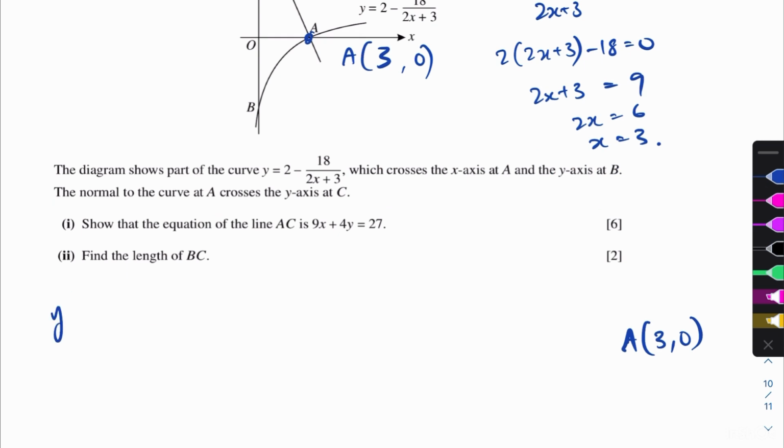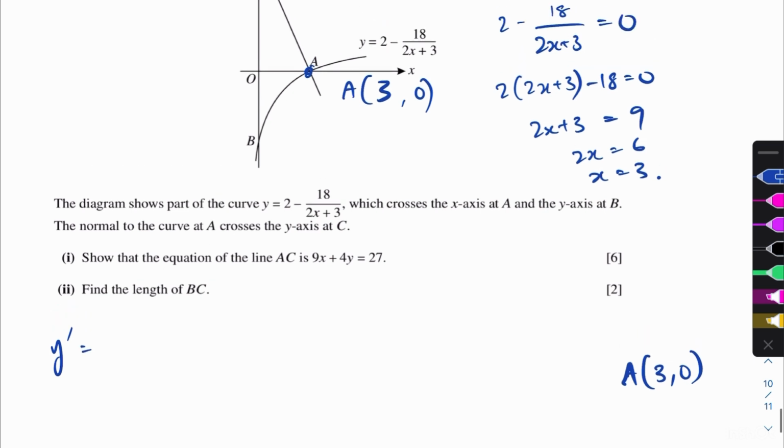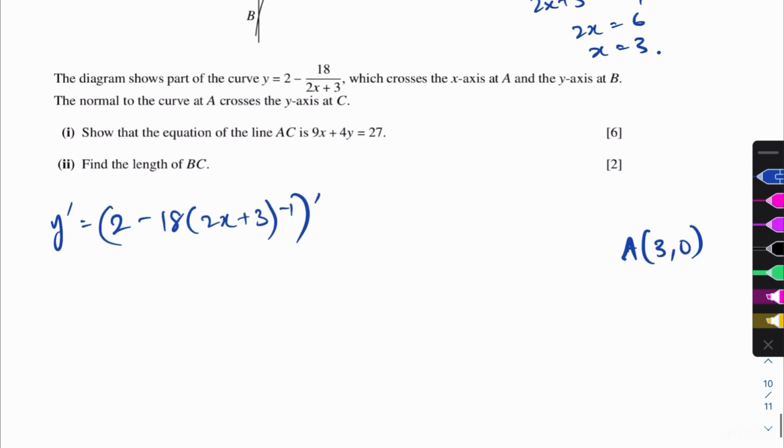y dash equals, so the first line I'm going to write is just reformatting y in a way that makes it easy for me to differentiate it. So this dash is just another symbol for differentiating. I like to use that because it's so much easier than writing dy over dx every time.